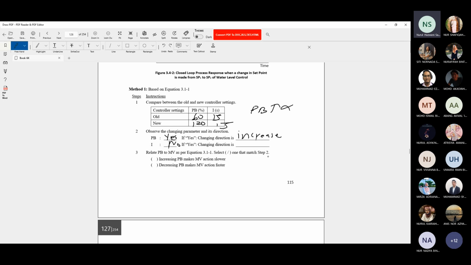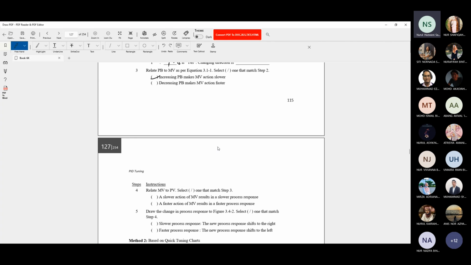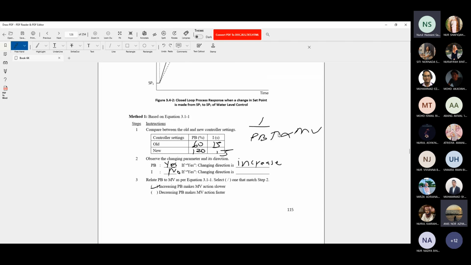So using the relationship, 1 over PB equal to MV. So when PB increase, MV would? Decrease. So yang decrease, option 1 or option 2? Option 1. Yes, option 1 lah. Okay. So we know that we will get the slower MV action. So slower action of MV will result in faster or slower process? Tengok balik soalan ni ada bagi tak?